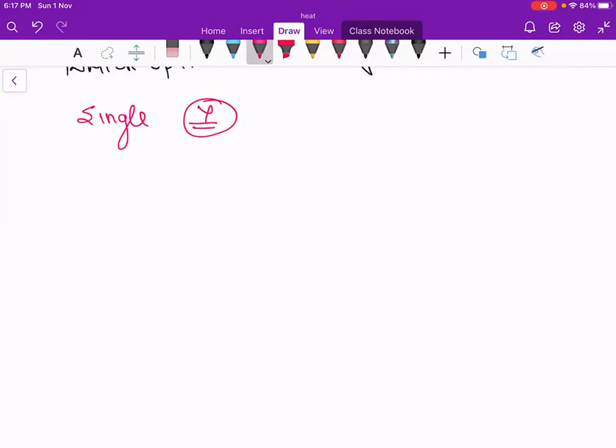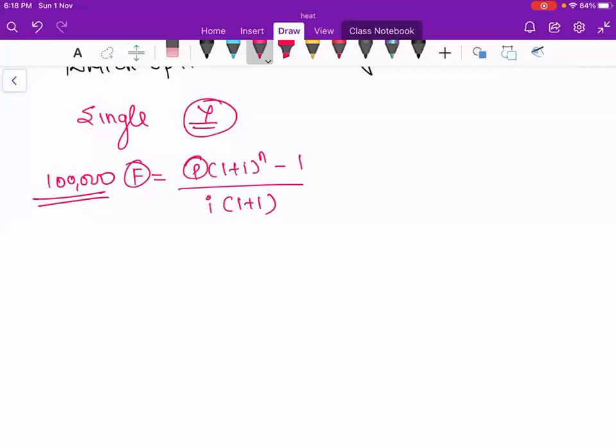Suppose you have a formula of F equals to P into (1 plus I) to the power n minus 1 upon I (1 plus I). Suppose you take it as 1 lakh. What will be the P value if you calculate this? Sorry, this is A, not P. This is A, and this is P. So what will this A value give you?